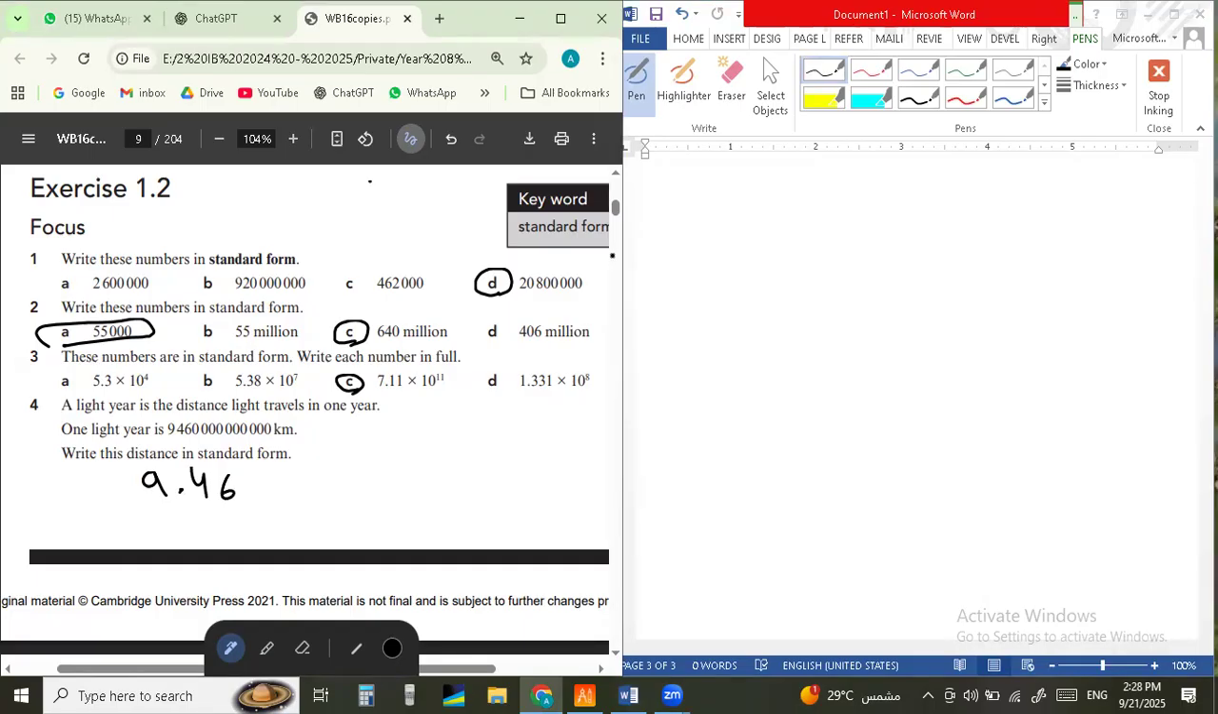Because I need it to be between 1 and 10. Done, mister. Times 10 to the power of, I need to see how many digits I moved the decimal point. The decimal point was here. Well, Mister, I know that these are 3 digits, 6 digits, 9 digits, 12 digits. So I moved it, Mister, 12 digits to the left. So to the power of 12. To the left means positive power.